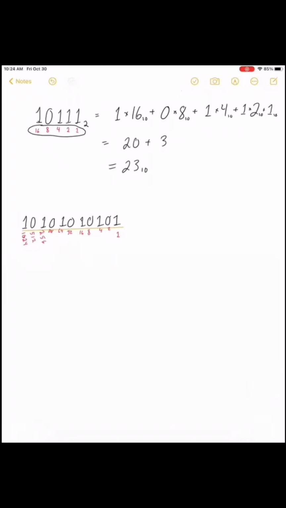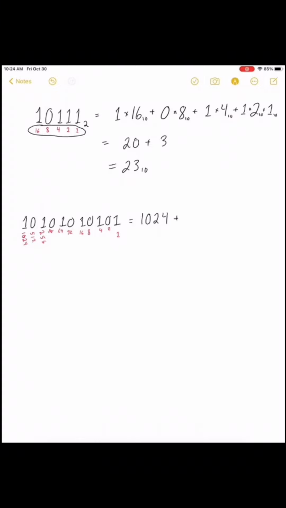In the previous example, I wrote out everything. I did 1 times 16, 0 times 8, 1 times 4, and so on. But if you feel comfortable, you don't have to write out all of that stuff. Like, we know that 0 times anything is just going to be 0, and we know that 1 times 16 is just 16. So if you feel comfortable, you can also just write this as, okay, 1 times 1024 is just 1024.